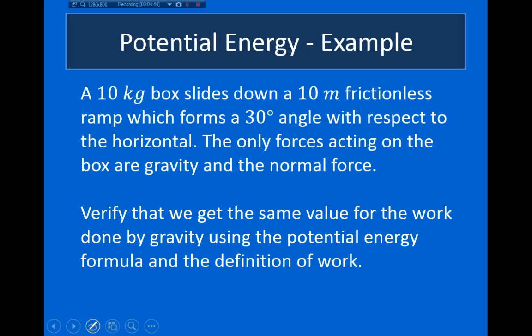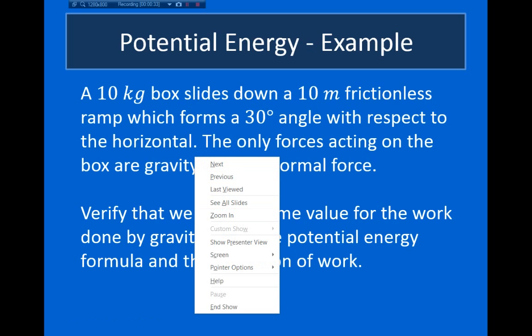So let's go ahead and look at a simple example. This example says, a 10 kilogram box slides down a 10 meter frictionless ramp which forms a 30-degree angle with respect to the horizontal. The only forces acting on the box are gravity and the normal force. This problem asks us to verify that we get the same value for the work using the potential energy formula as we get using the formula for work.